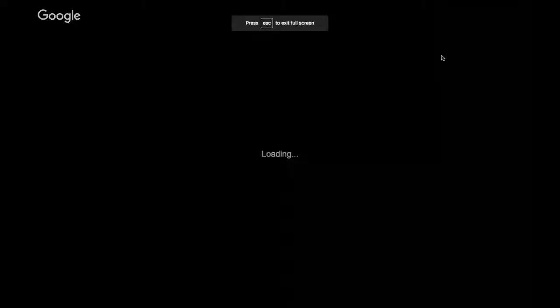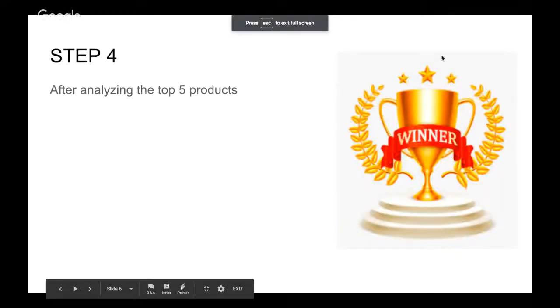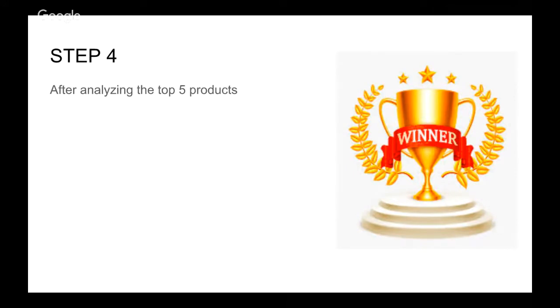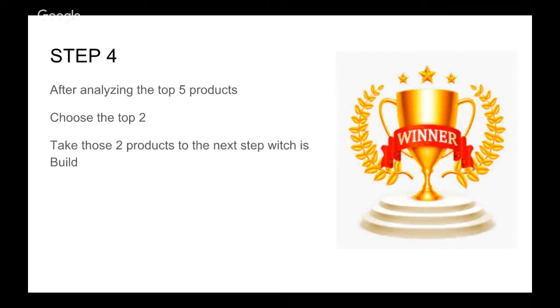So, step 4. After analyzing the top 5 products, I got all the keywords. I know how the competition is. Maybe I even found other kinds of products that I might be able to work with and launch out of this whole process. And in this process, you can see that we started with 20 products, and then we narrowed down to 5 products, and then out of those 5 products, I choose the top 2, the best ones. I look at all the competition.